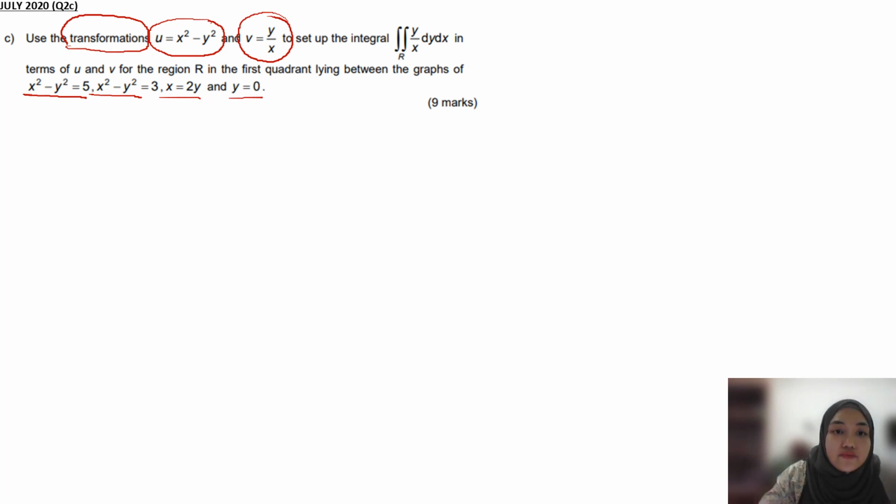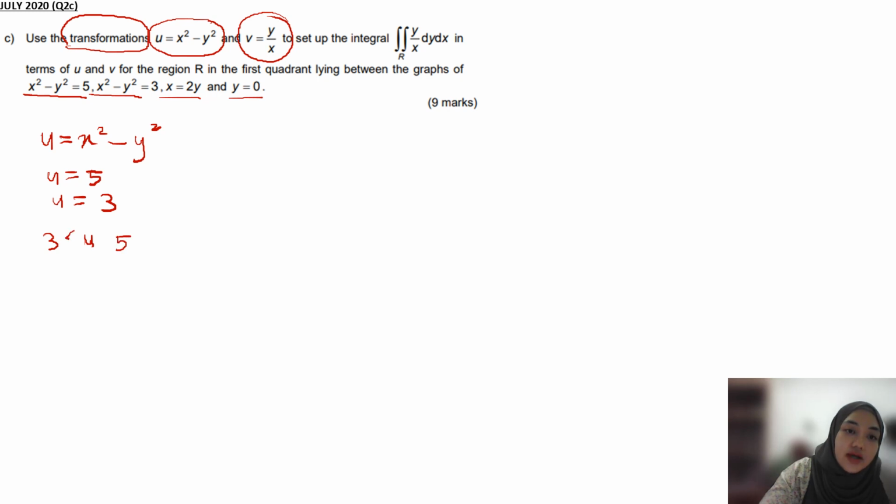you have to find the limit first. Okay, you have to find the limit for U and V. Since U equals x squared minus y squared, call it interval, the limit or interval. Okay, so this one you see, x squared minus y squared equals 5, so U equals 5, and this one also U equals 3. So your limit for U is between 3 until 5. Okay, you already get this one.